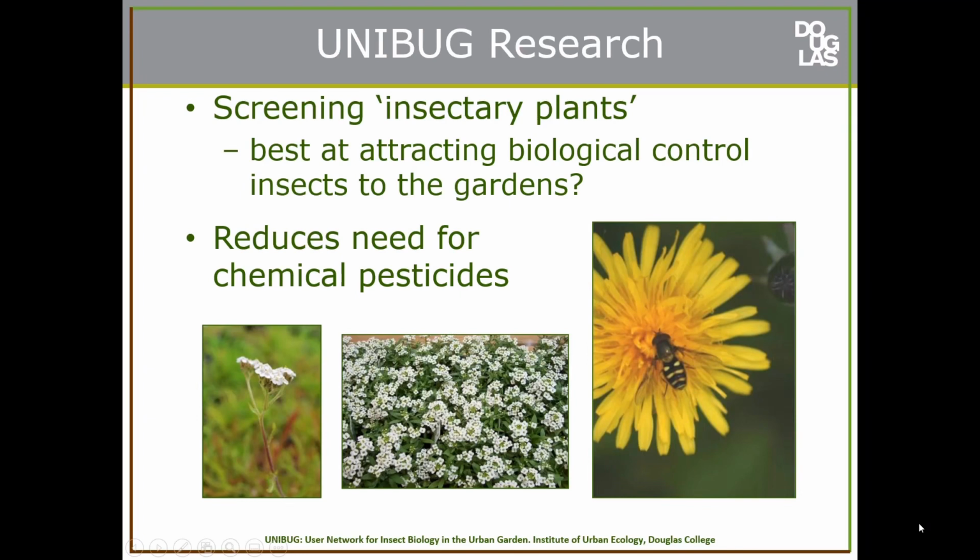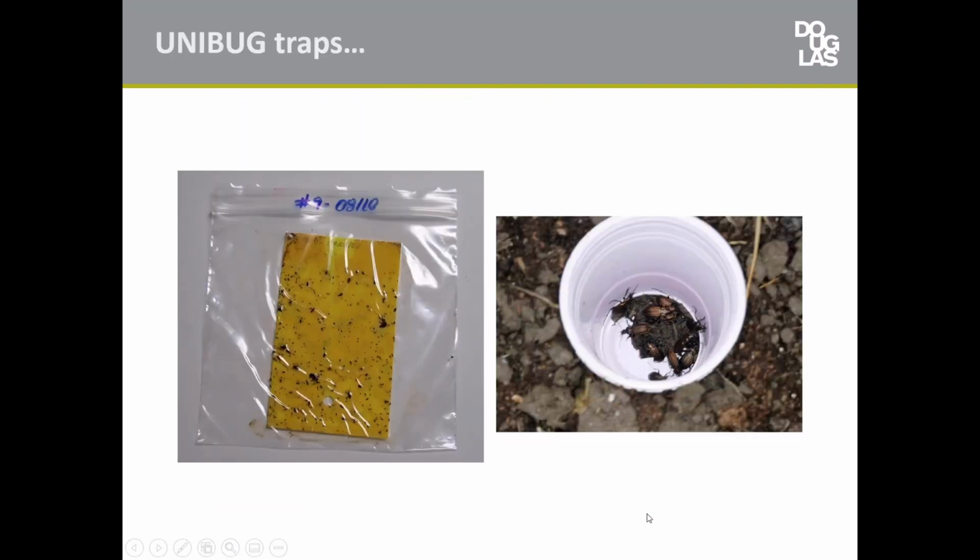Here's some information about what we actually did in that part of the UNIBUG project. The idea of the research was to screen different insectary plants that might be effective at attracting biological control insects into the garden, and by doing that, we would reduce the need for chemical pesticides. You can see some of the plants that we might have used down below, yarrow and sweet alyssum, for instance. All of the volunteers in this citizen science program installed sticky card traps.